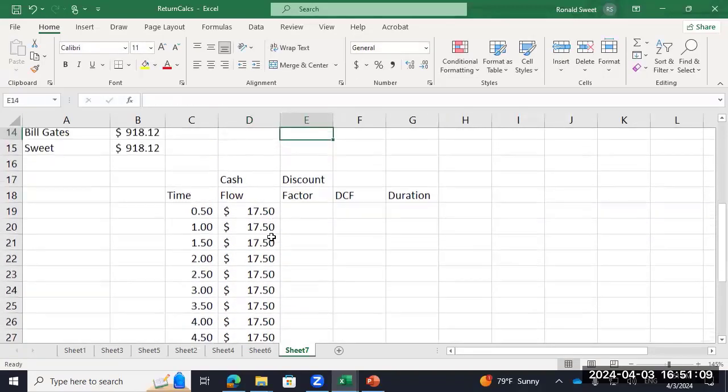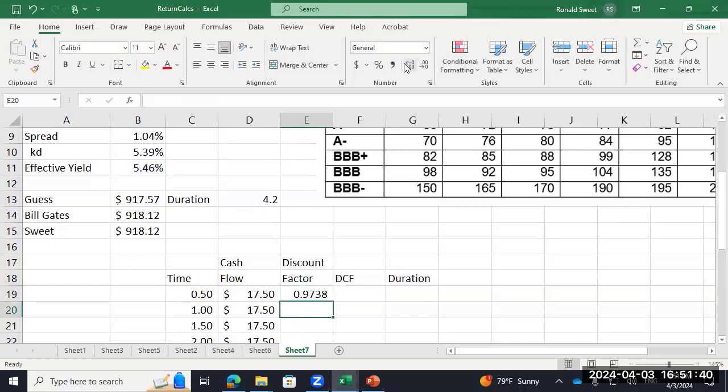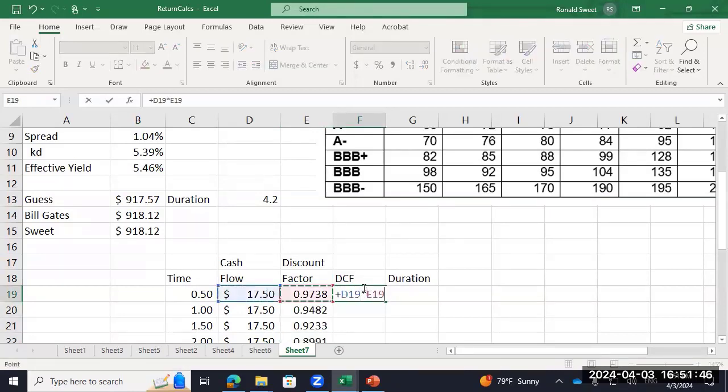Discount factor. Anybody remember that formula? 1 divided by 1 plus the effective rate. Yep, to the power of time. Is that right? Yeah, so effective yield, make sure you use effective yield. Don't do the divide by 2 here. The only time you do the divide by 2 at the table is when you're calculating the effective yield, but here you don't need to. If you're using effective yield, it's already got that adjustment in it. DCF, just multiply across.